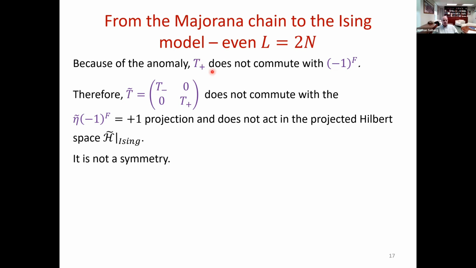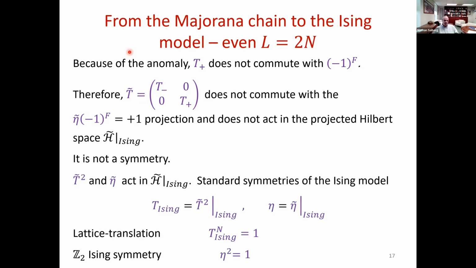Related to that, this translation symmetry of the double fermionic problem does not commute with the projection, and therefore it does not act in the projected Hilbert space. Therefore, this T tilde, the translation of the fermions, is not a symmetry of the problem. What can we do about that? Well, we can take the square of that. So whatever minus sign regarding the anomaly goes away. So the square of that does commute with the projection. Eta tilde, the Z2 symmetry, also commutes with the projection. And therefore, they both act in the projected Hilbert space.